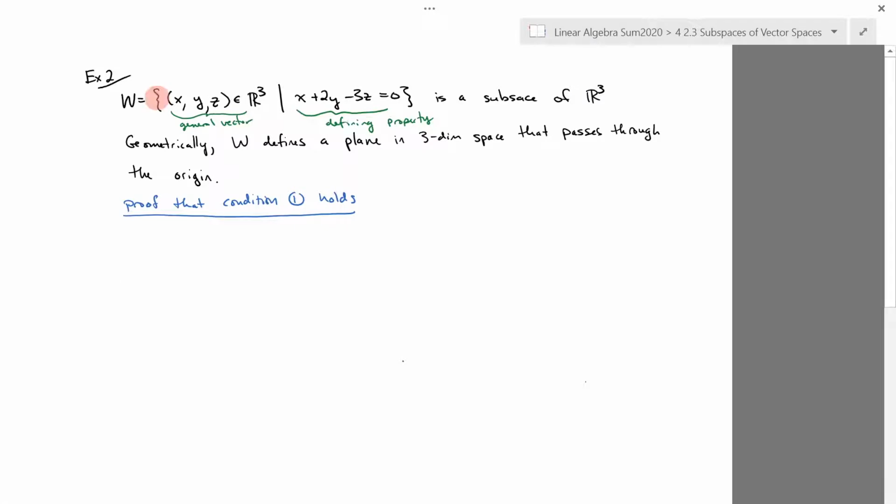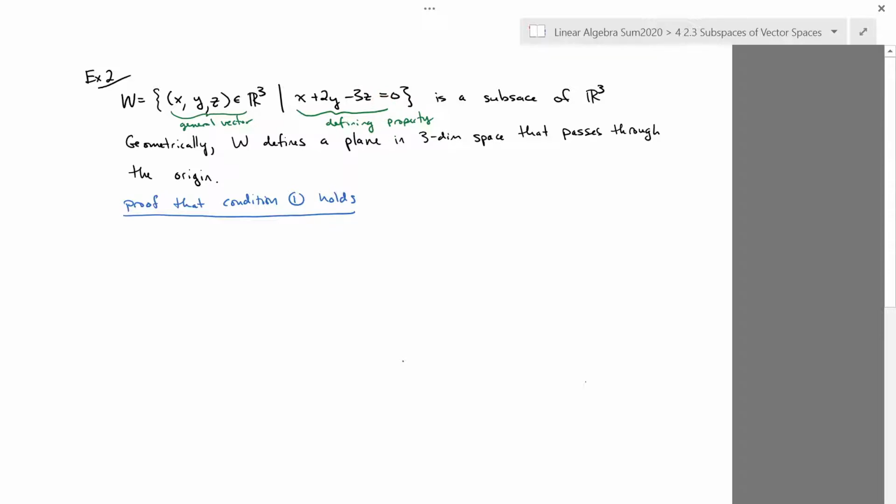Okay, so now in example 2, we're looking at a subset of R3, and the defining property in this case is that the three coordinates x, y, and z have to satisfy the equation x plus 2y minus 3z is equal to 0. Geometrically, this just defines a plane in three-dimensional space that passes through the origin.